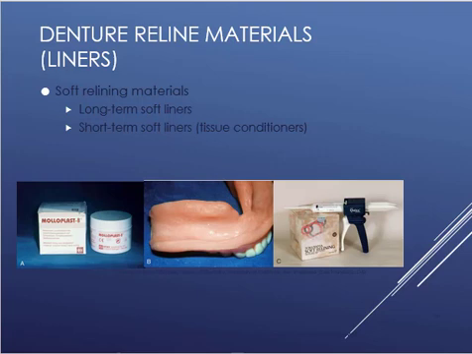Okay. The long-term soft liners are made from silicone rubber or acrylic, and they are processed at room temperature or sometimes also with application of heat. Okay, so these pictures right here are going to show the long-term soft liners. A lot of the time, the short-term soft liners are referred to as tissue conditioners or treatment liners. Okay, and the short-term liners can be placed at chairside.